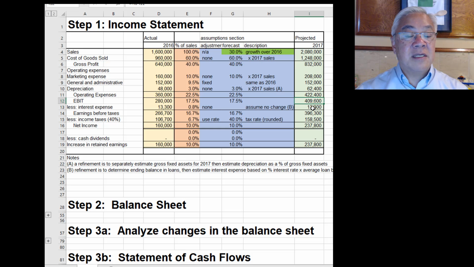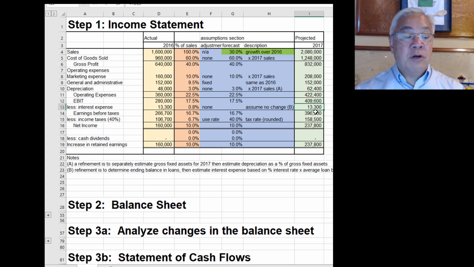Next is interest expense. Here we assume, again, see note B, that there's no change, even though that's a little naive because we may likely borrow more money. But again, first pass, let's get all the way to the end and then go back through and refine the assumptions. So here we take a simplistic view, assume it's the same as last year.